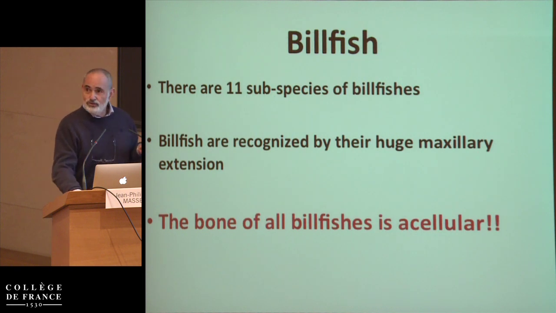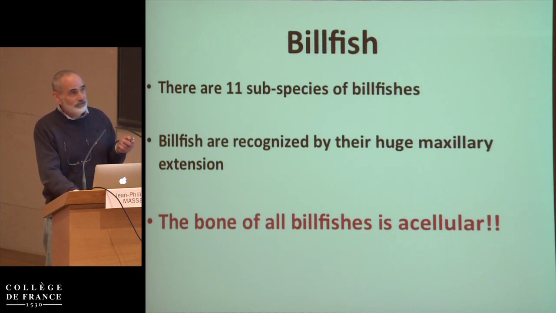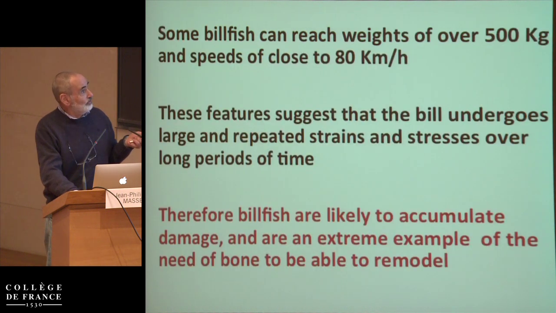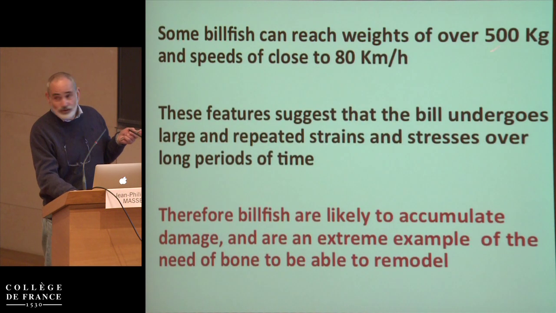So we try to look at a very extreme example for this of billfish. Billfish are those fish I showed in the beginning with the large nose. There are 11 subspecies. We looked at 5 of them. And the nice thing is, of course, that in billfish their bone is acellular. This is a billfish in action. It's a huge fish. They can be 500 kilograms in weight. They can go 80 kilometers an hour in the water.